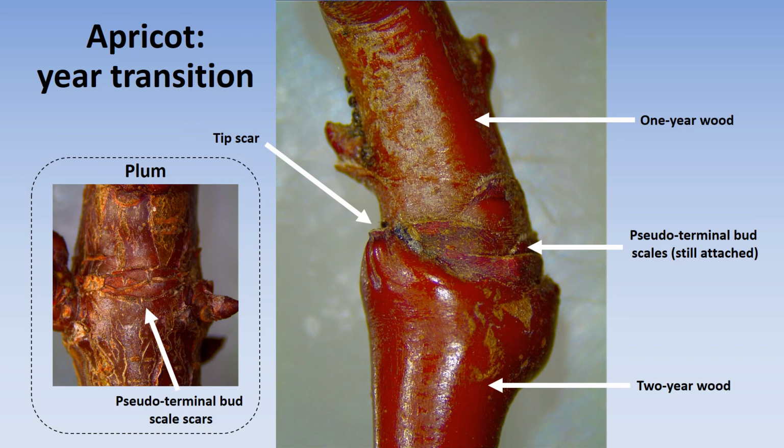Here is an apricot shoot in dormant winter condition. The bud scales of the pseudo-terminal bud are still attached and are visible here. This bud has grown into the 1-year wood above. Also, notice the tip scar, which is still visible. Given time and secondary growth, these structures will become harder to see. Here is a close-up of the pseudo-terminal bud scale scars of a plum with the 1-year wood above and the 2-year wood below.